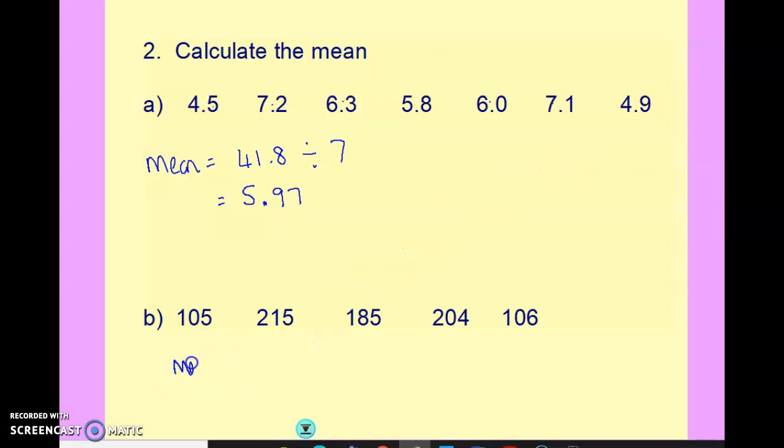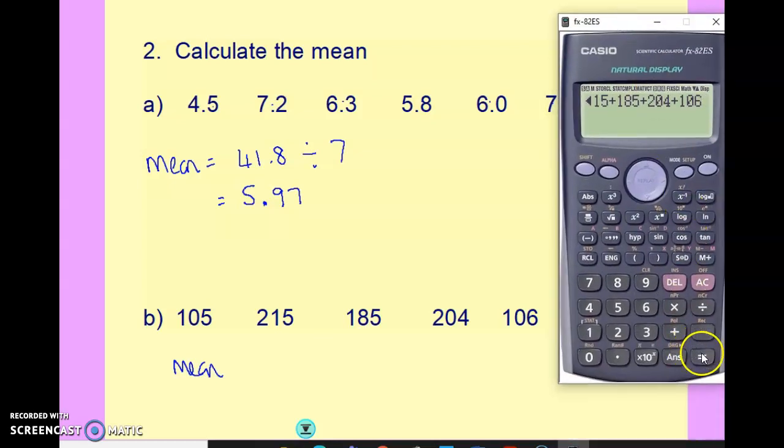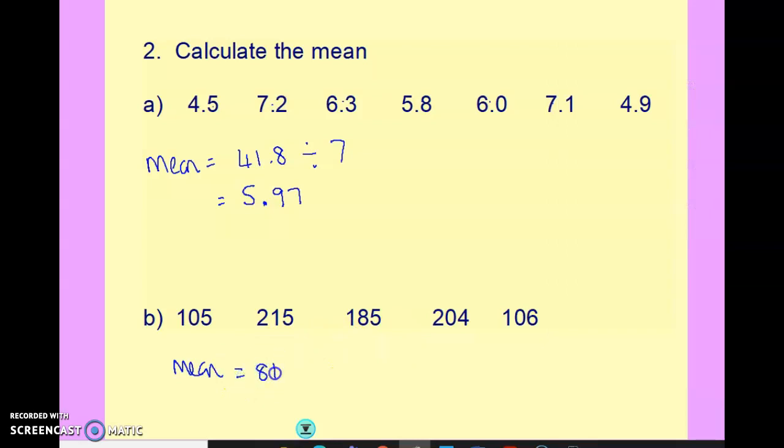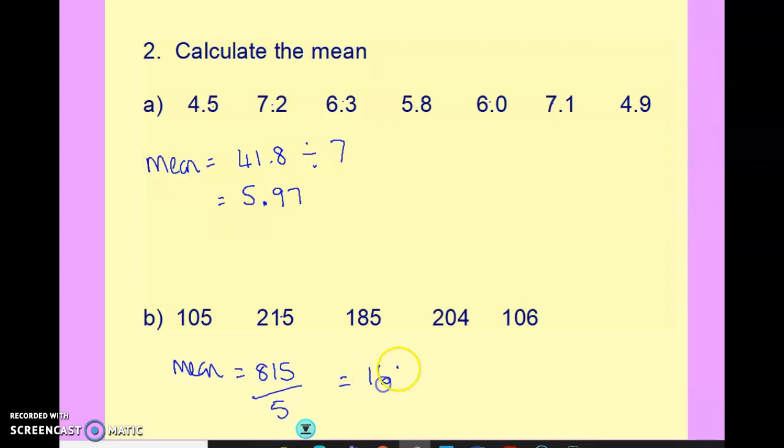B, finding the mean again. Start by adding them up. 105, add 215, add 185, add 204, add 106. That's them all. Is 815. Now, just looking at these numbers, I would expect my mean to be somewhere around 150 because I've got some up in the 200s, some in the early 100s. Forgot what I just counted there for dividing. 1, 2, 3, 4, 5. I'm dividing by 5, which is 163. Okay.